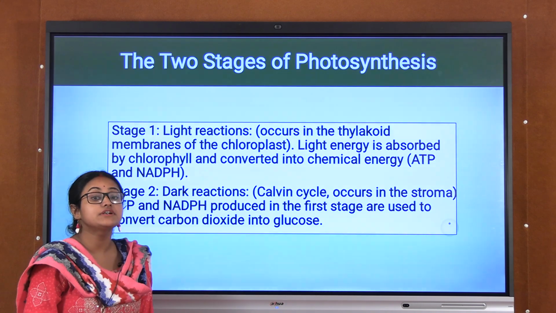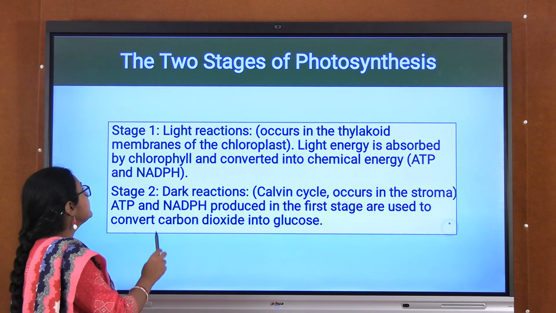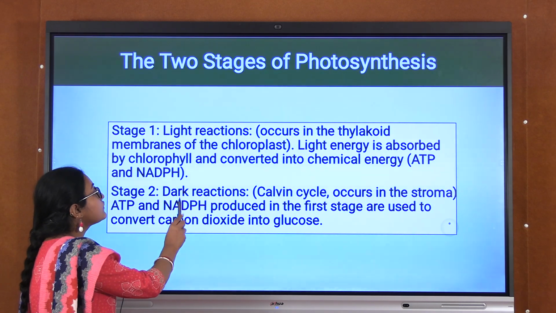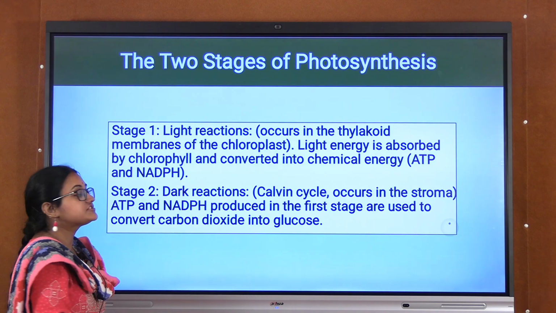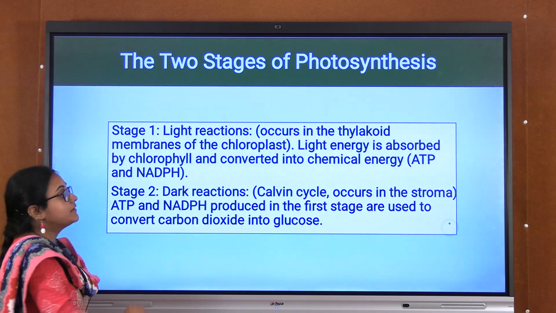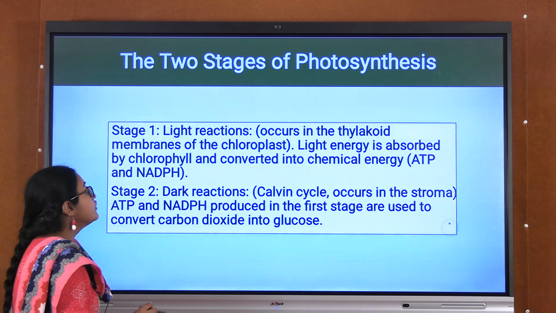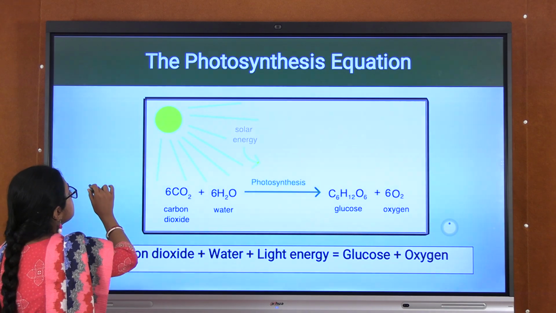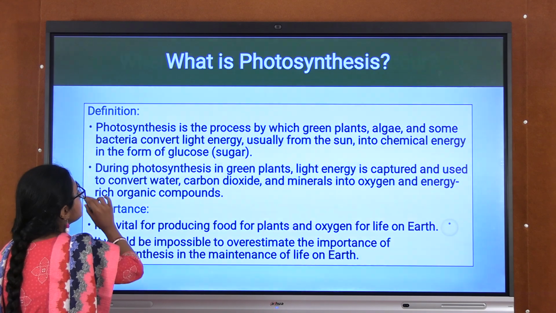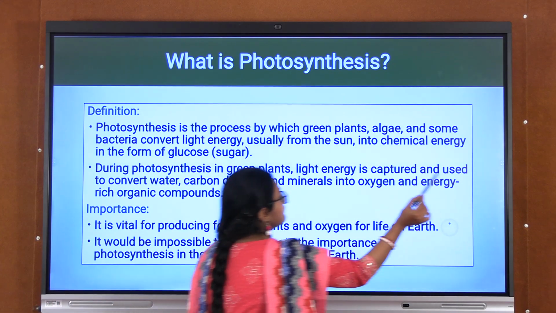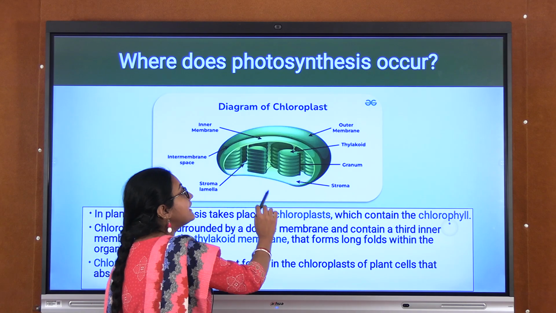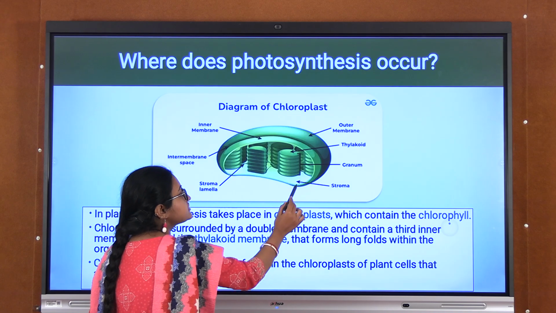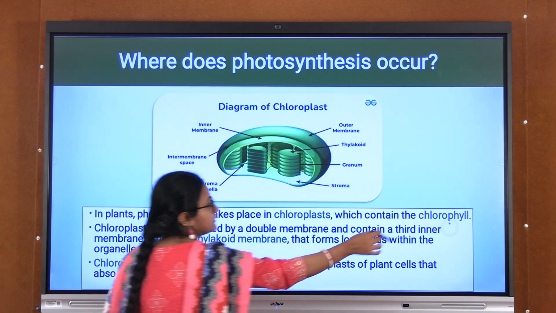There are two stages of photosynthesis. Stage 1 is called the light reactions, and stage 2 is called the dark reaction. The light reaction occurs in the thylakoid membrane of the chloroplast, and the dark reaction occurs in the stroma of the chloroplast. This is the place where the light reaction occurs, in the thylakoid, and the dark reaction occurs in the stroma, this portion.